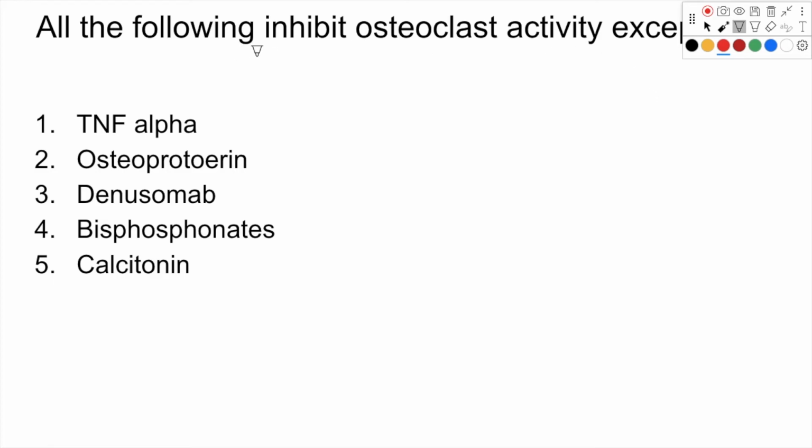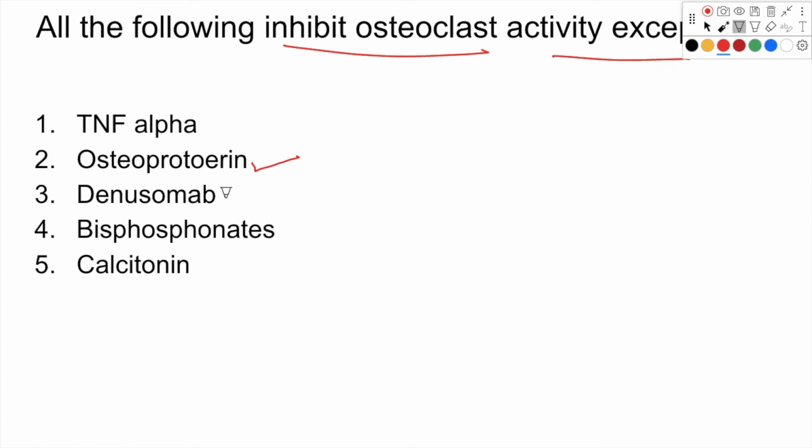Next question is, all the following inhibit osteoclast activity except. So let's go one by one. TNF alpha, we are not sure, so we will come back to this. Osteoprotegerin. The spelling is wrong here, but yes, osteoprotegerin binds to RANK ligand and inhibits the activity of osteoclast.